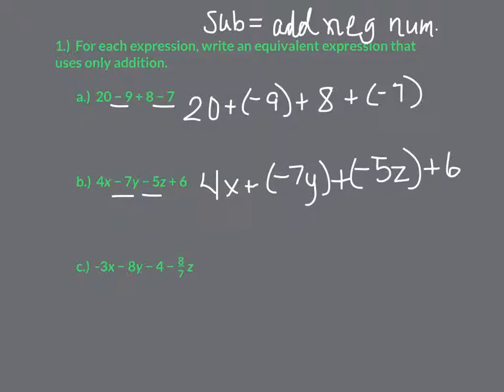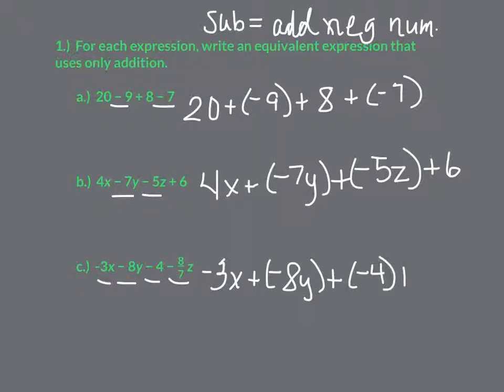Last one, I've got all subtraction and negatives. Now obviously I don't need to do anything to the first term because it's simply a negative, which we know is the same as subtracting the positive, but we don't need to do that because it's in the front. And then we add -8y, and then we add -4, and then we add -8/7 z.